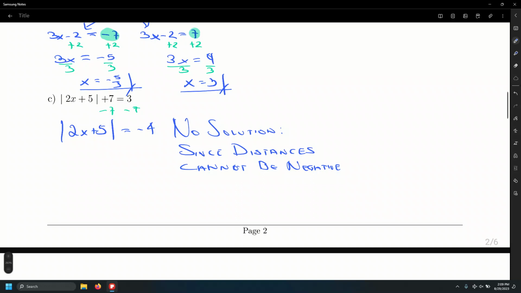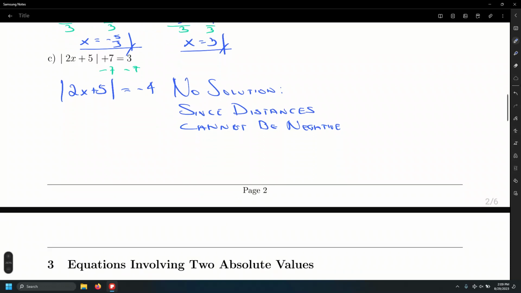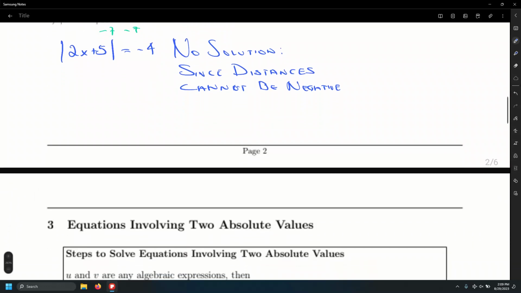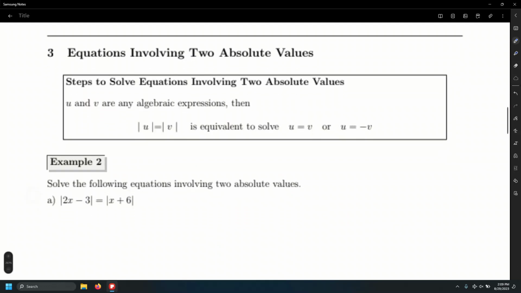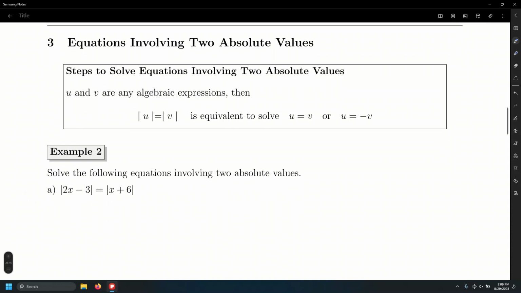Now let's look at the next topic, equations involving two absolute values. More often than not, you may get to see equations containing absolute values on both sides of the given equation. Don't let that freak you out. Just write one positive and one negative. That's all we do, as if we had the right-hand side not containing variables, just a pure number. That's fine, and that's good enough.